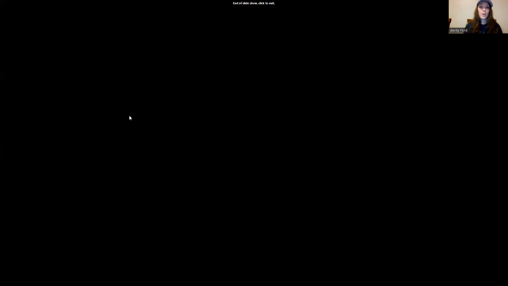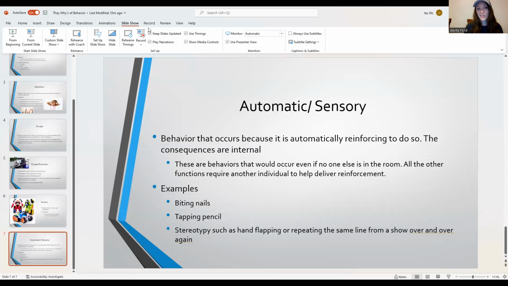So those are the four functions that we looked at of why behavior occurs. So again, you've got your attention, you have your escape, you have the access, and then you have the automatic, or again, a lot of people look at it as the sensory. I know we went over those just really quickly and briefly.